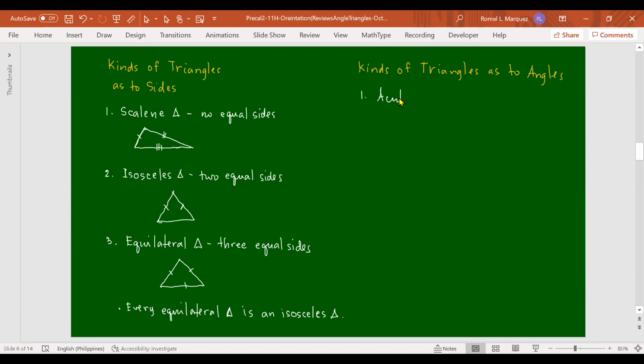Number 1, acute triangle. Number 2, what's number 2? Right triangle. And number 3, obtuse triangle. You can also consider what we call an equiangular triangle, which is acute, no? Equiangular triangle, okay?